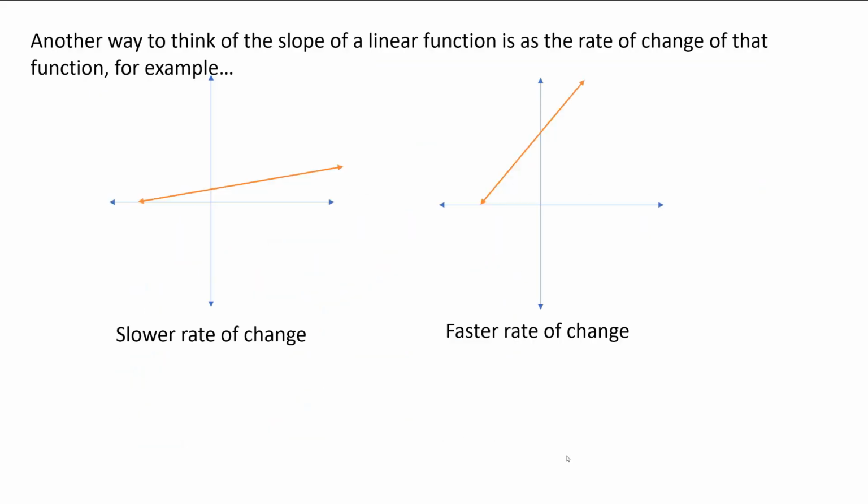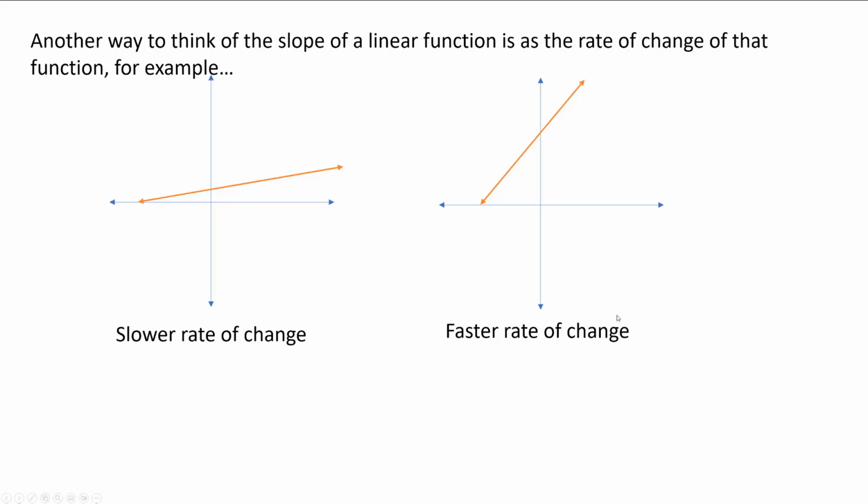Okay, so this is a little bit new, this idea that another way to think of the slope of a linear function is as the rate of change of that function. So you can see for this first line, it has a slower rate of change. And what that means is as you go along on the x-axis, y is changing very slowly. I mean, you go all the way this far, and y has not changed much. It was 0 here, now it's like maybe 2.